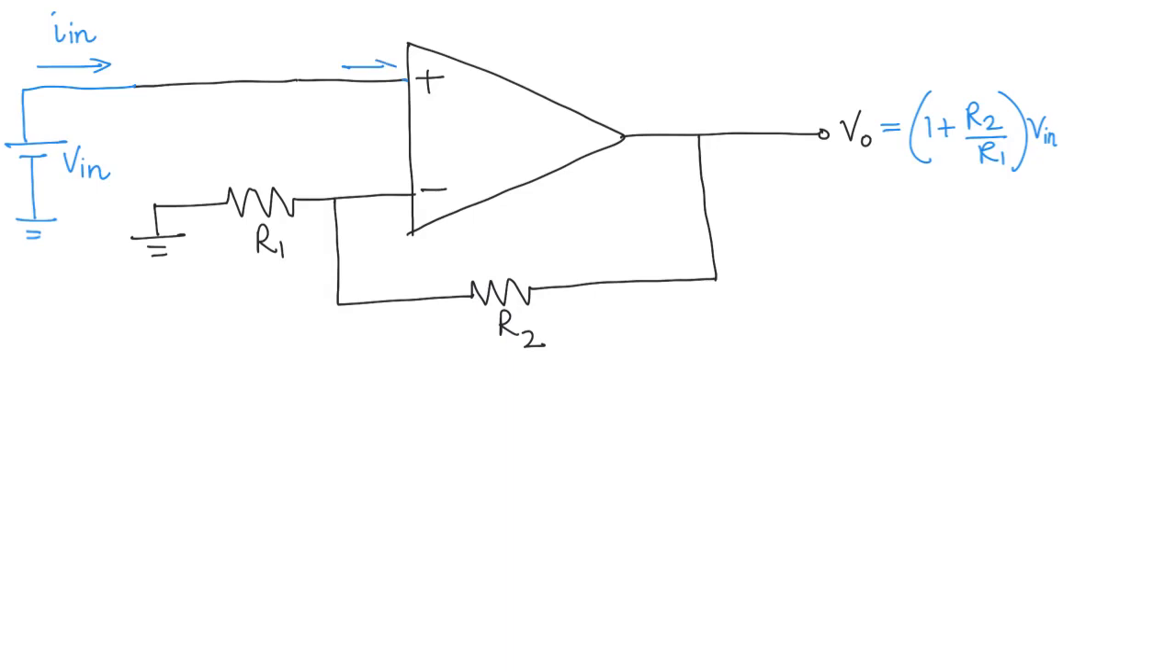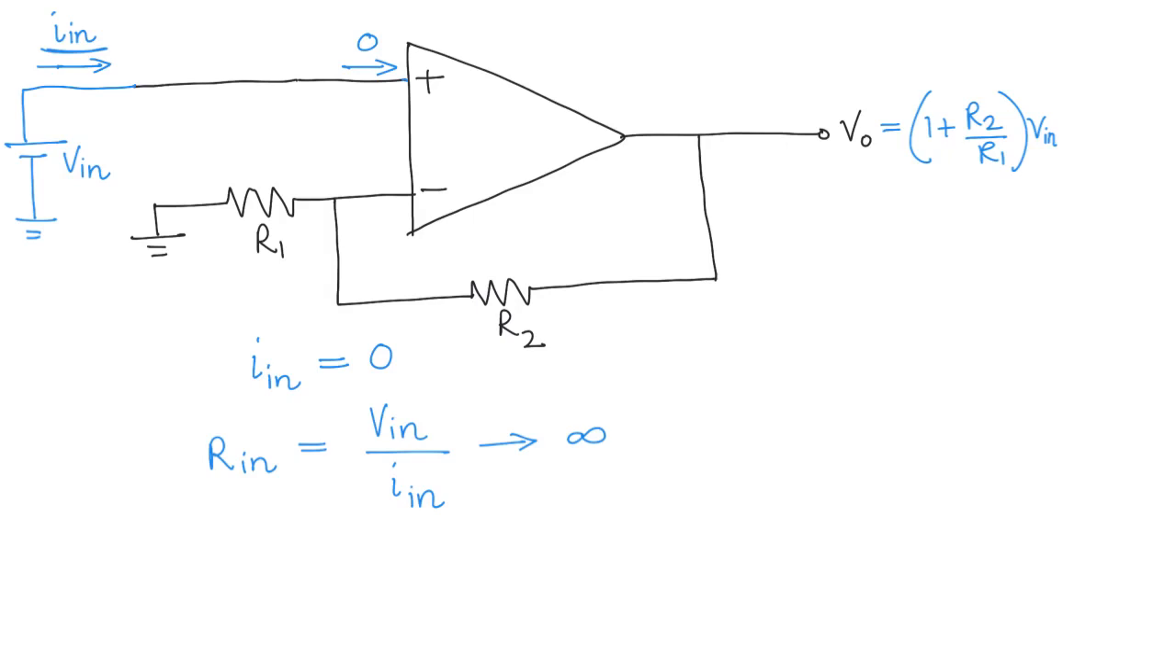So the current that flows here is going to be zero, and that's the same current as I in here. And therefore, the answer is simply that the input current is going to be zero. If that is the case, what is R in going to be? R in is V in over I in, and that is then going to be infinite for the non-inverting amplifier.